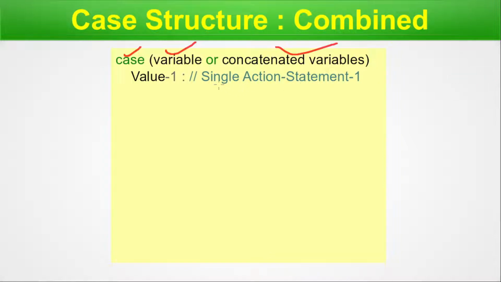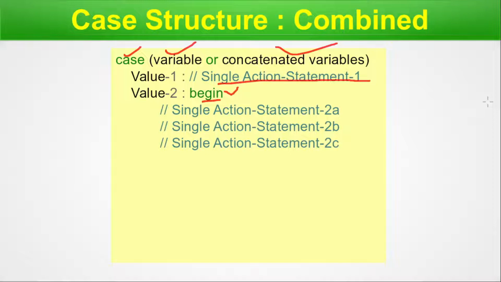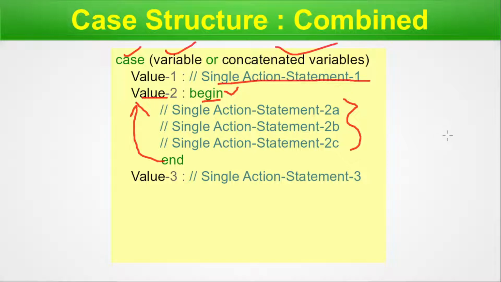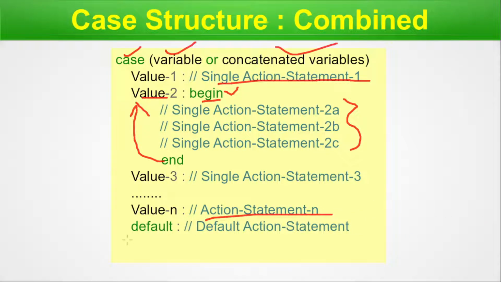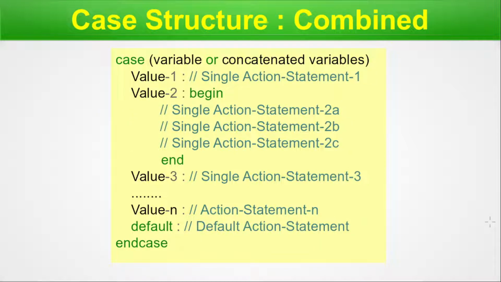So here we start with our case statement and we have the variable, concatenated variable, and we can have comma separated values. Next, we have value 1 and we have single action statement 1. We have value 2 and begin. You can see begin means we are having multiple statements. So here I explicitly write single action statement to A, to B, to C. These are 3 different single statements contained within value 2, and we end this block with end, and it is for value 2. Next, we have value 3, which has a single action statement, and we continue further. We reach up to value n, where we have action statement n, and we have the default one, and we have the default action statement. We end the case with the end case keyword, and we are done with the structural example here.